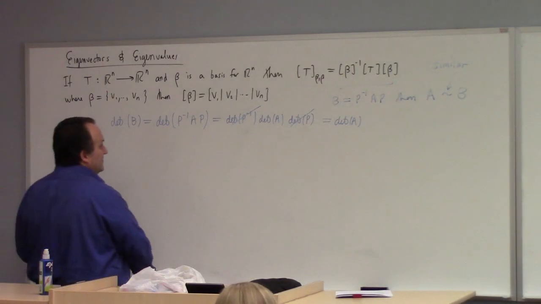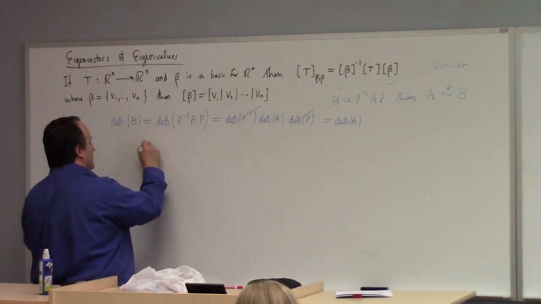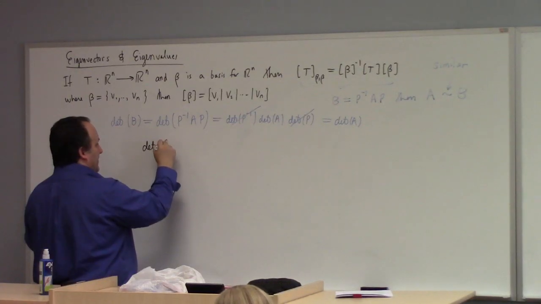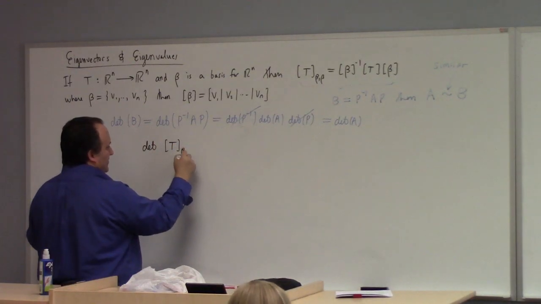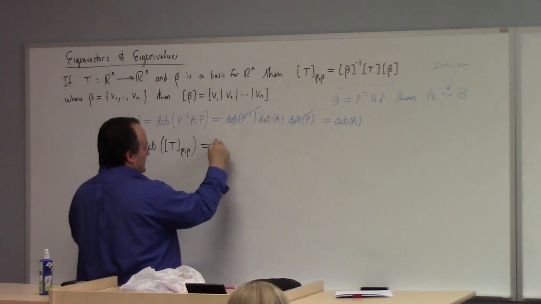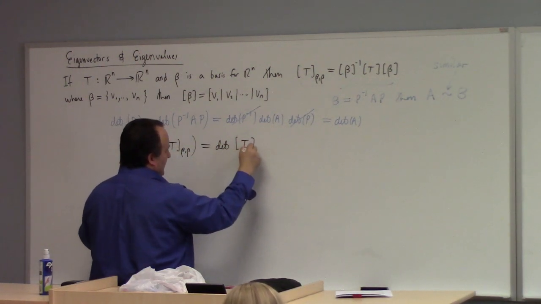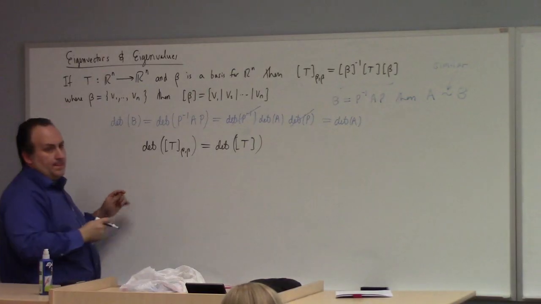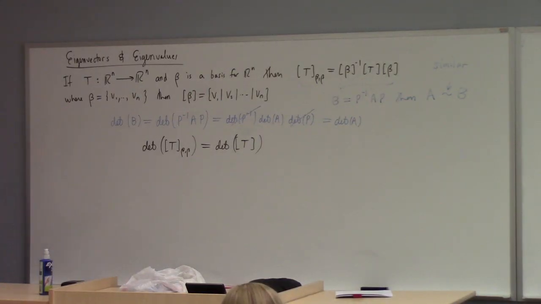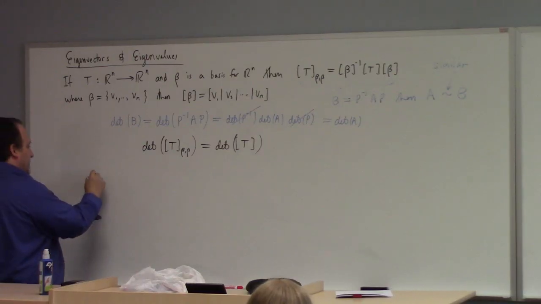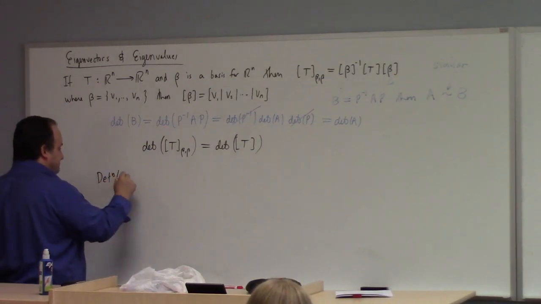So what this means then is that the determinant of the matrix of T with respect to the beta basis is equal to the determinant of the standard matrix of T, right? Agree? So what does this mean? Well, this means we can define a new thing. We can define the determinant of a linear transformation. How should we define the determinant of a linear transformation on Rn?